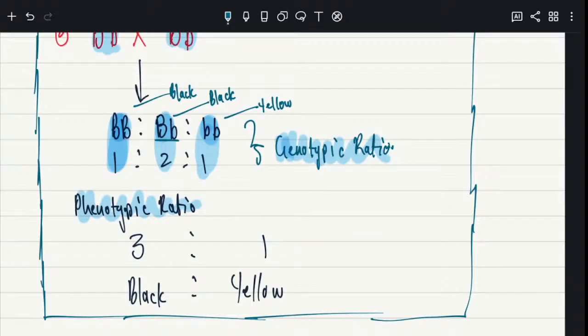So if it's there, it's going to be in the phenotype. So we have 3 black, 2 are heterozygous. 1 is homozygous, but still they are all black. So if it's phenotypic ratio, it's 3:1 for black as to yellow.